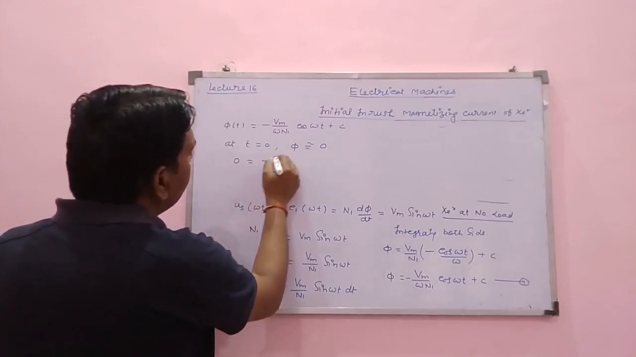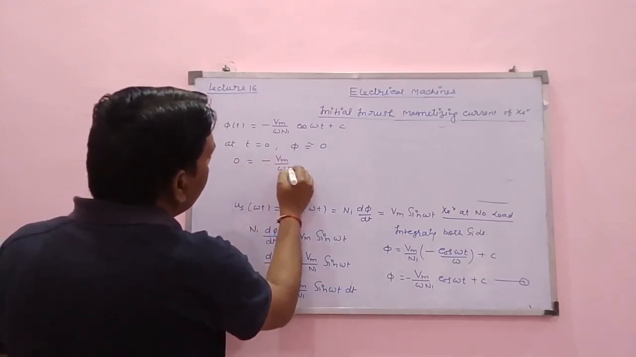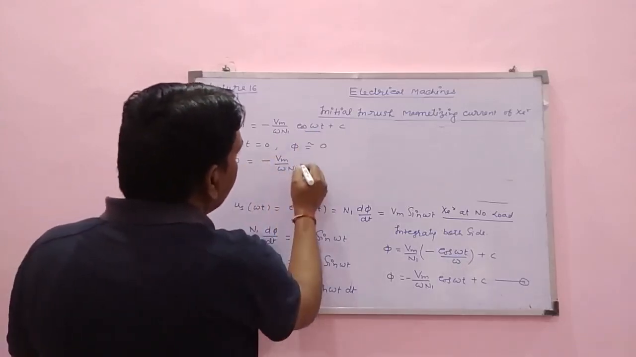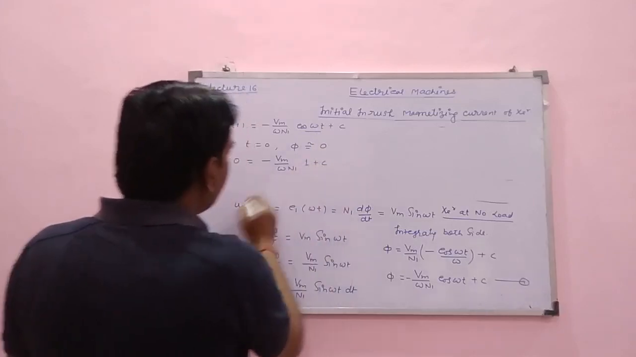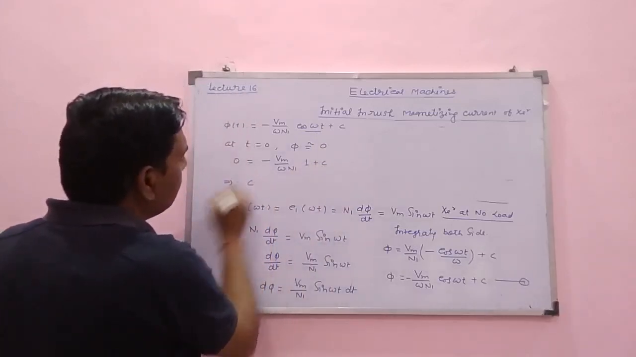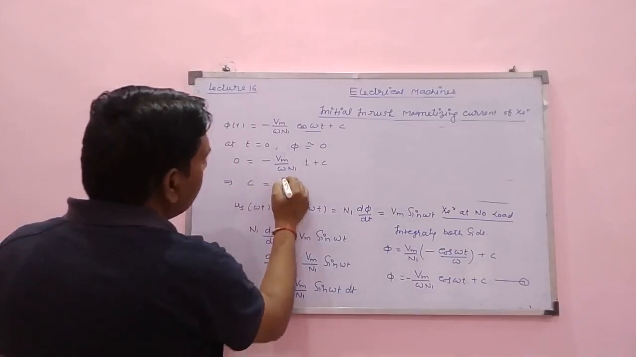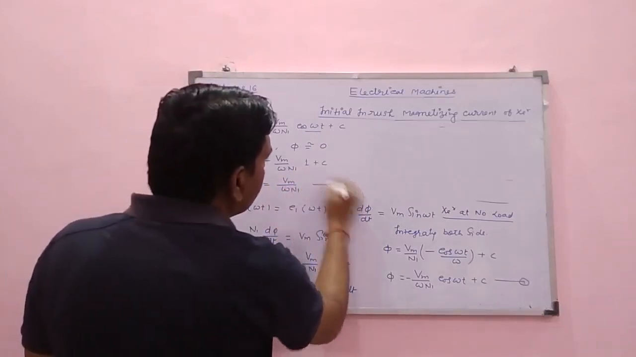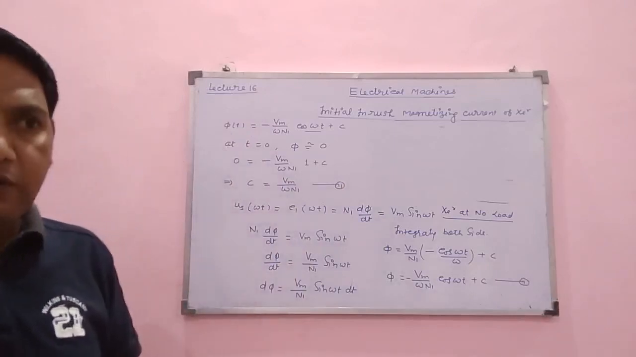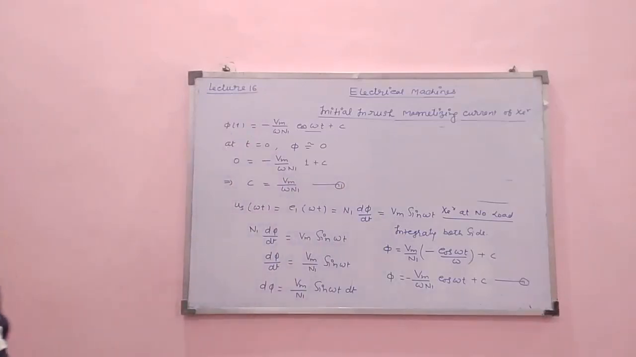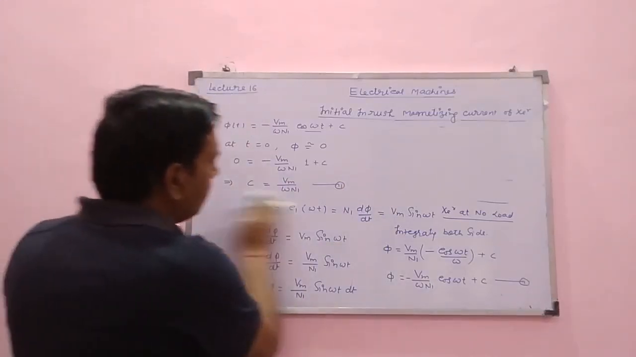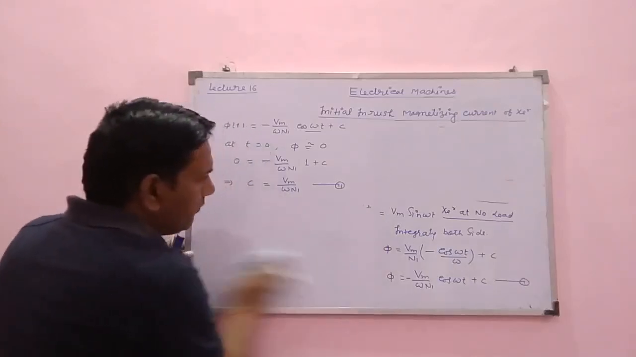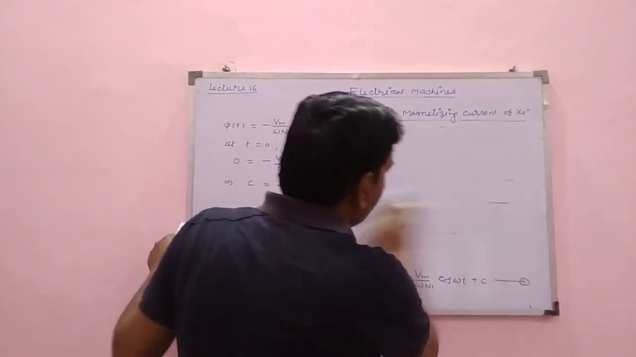0 is equal to minus Vm upon omega n1, and cos 0 is how much? It is 1, plus c. So from here we will calculate the value of c is equal to Vm upon omega into n1. This is equation second. So you can see that the value of c from this equation we can put in equation number first.